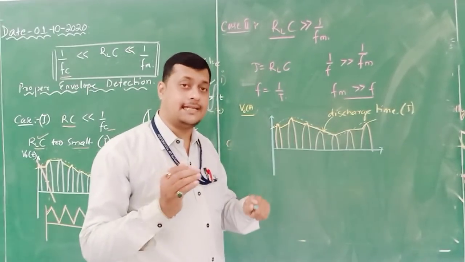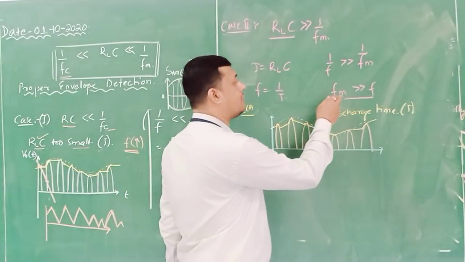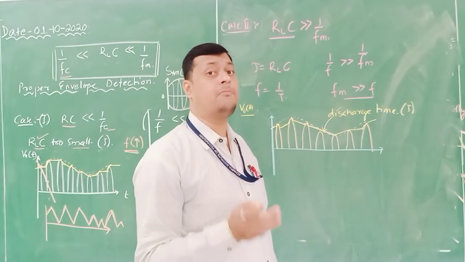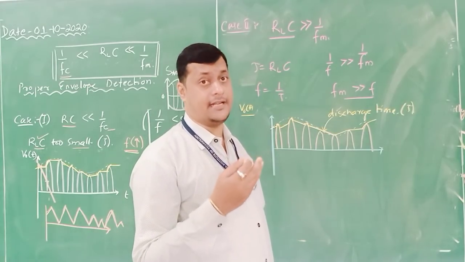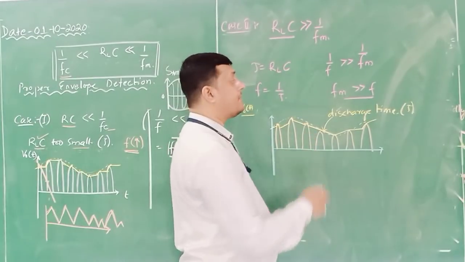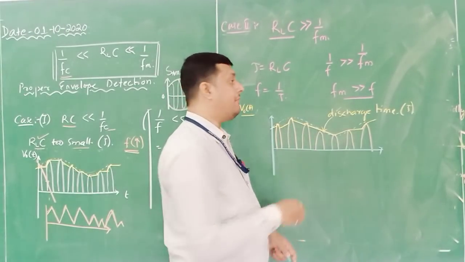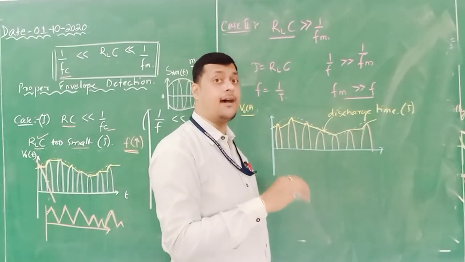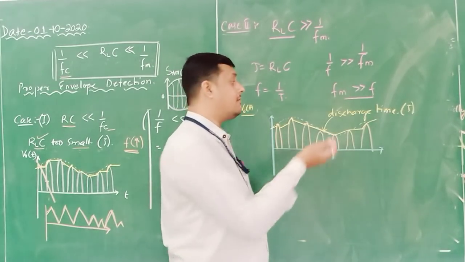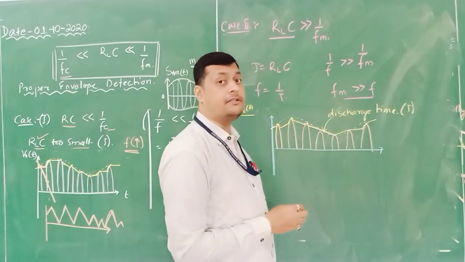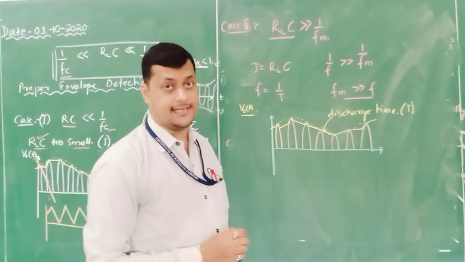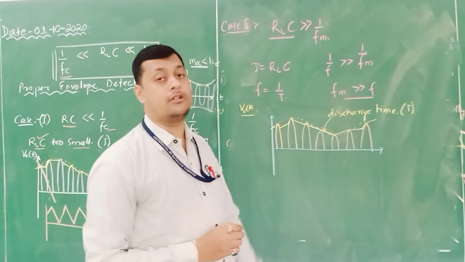If the frequency is less, that means your modulating frequency must be greater than F. It must not be less than F, it must be greater than F. Here it is less than F. So if it is less than F, some of the modulated signal is not considered. It is not considering the envelope of this particular signal. So if this particular case arises, that means we need to control the frequency.